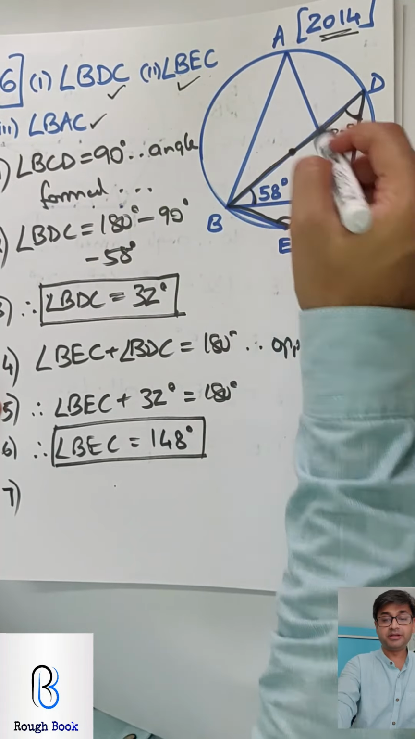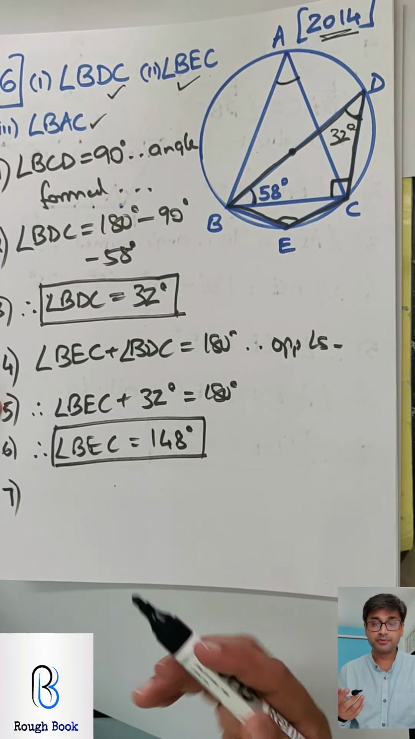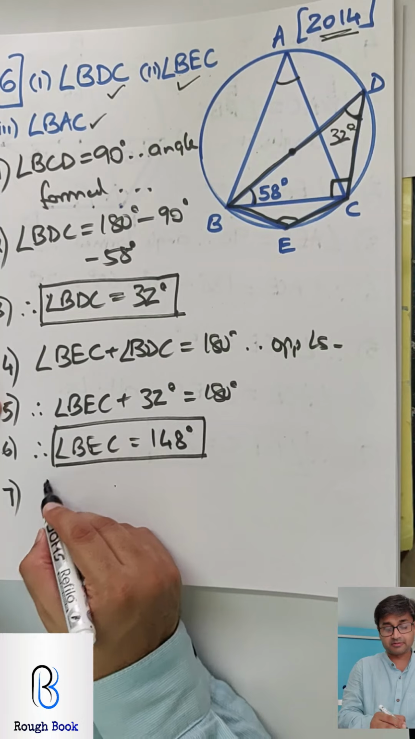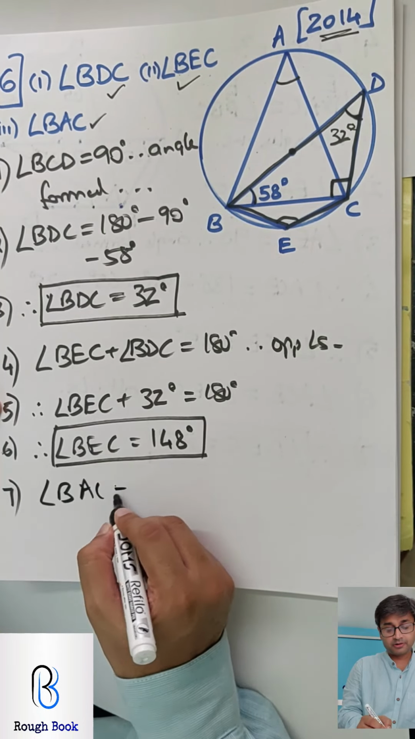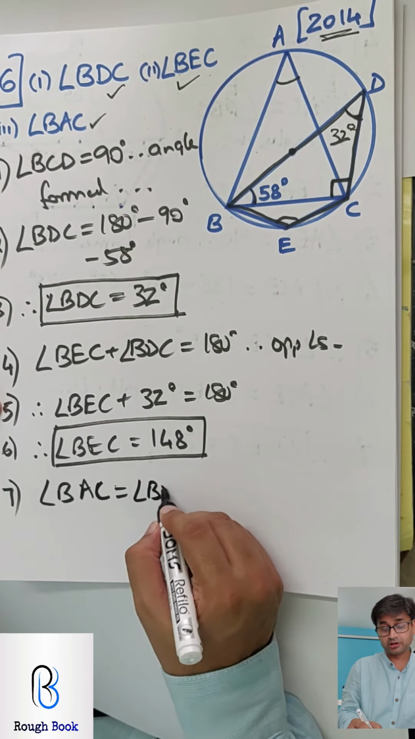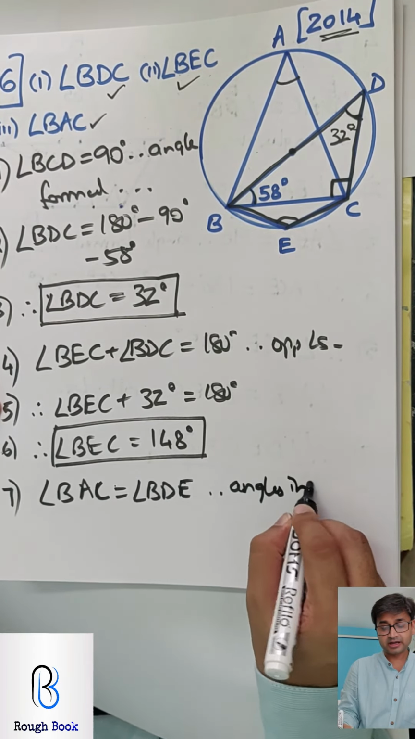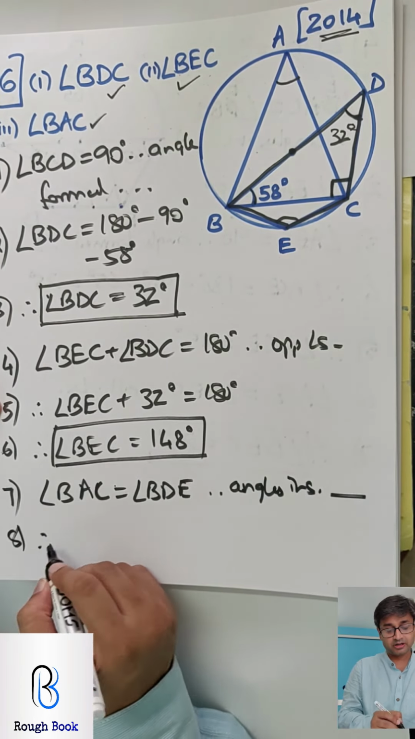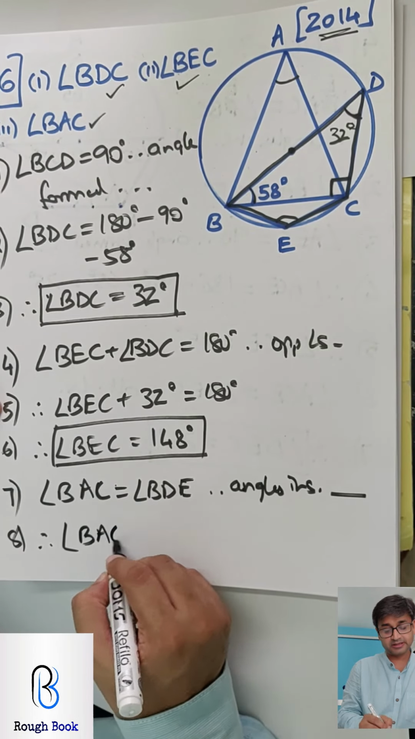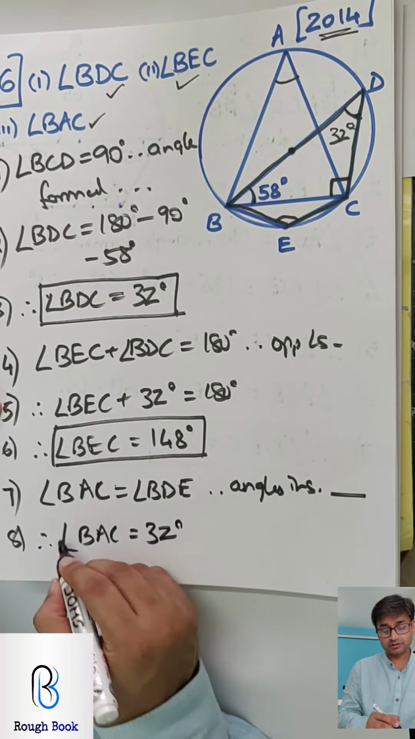The next part, and now the last part, BAC. Very simple. Angles inscribed in the same arc. So I'm not teaching you this anymore, because I assume that you have already got this on your own. Angles inscribed in the same arc are congruent. So finally, therefore, angle BAC also becomes 32.